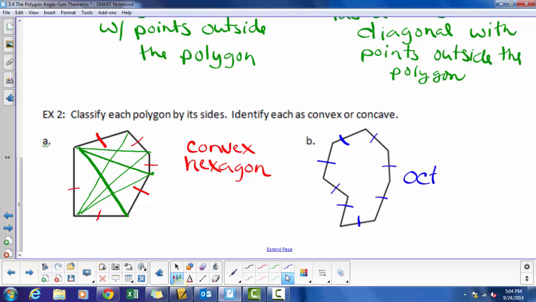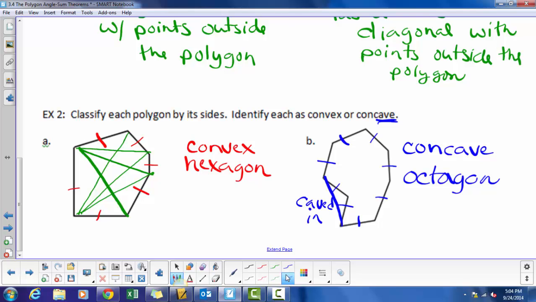This next shape, 1, 2, 3, 4, 5, 6, 7, 8. An 8-sided figure is called an octagon. And when I start connecting the diagonals, I see, oh, the points on this diagonal lie outside, so this is a concave octagon. The way that I remember it is if the points lie on the outside, that means that the side has caved in. That's how I remember concave.